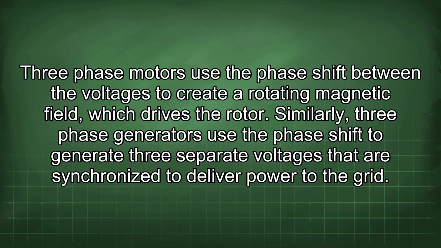Three-phase motors use the phase shift between the voltages to create a rotating magnetic field which drives the rotor. Similarly, three-phase generators use the phase shift to generate three separate voltages that are synchronized to deliver power to the grid.